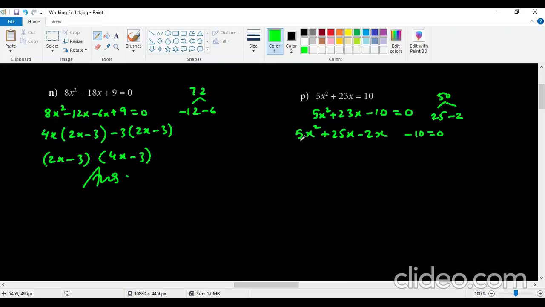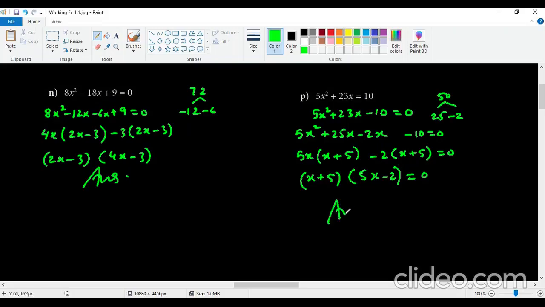So now look at this one first. Here what is common? 5x is common, in the bracket x plus 5, and as soon as you get x plus 5, copy down x plus 5 once again. And now look at this third term, which is minus 2x. So you already have x. When multiplied by minus 2, it's going to give you minus 2x, and when this is multiplied by this, it's going to give you minus 10, which is this one. As soon as you find this, you write x plus 5 in one bracket, and in another bracket you have 5x minus 2 equals 0, which is the answer of this question.